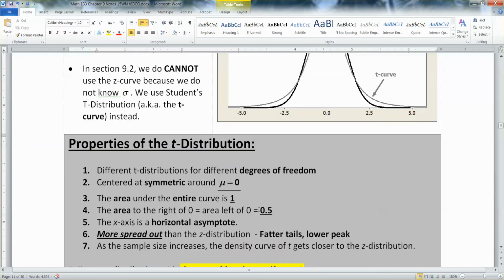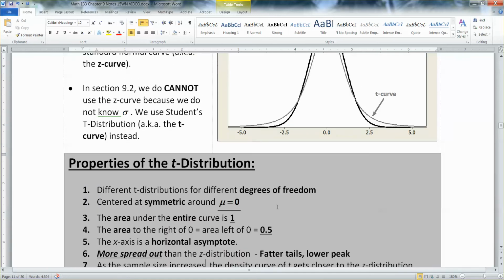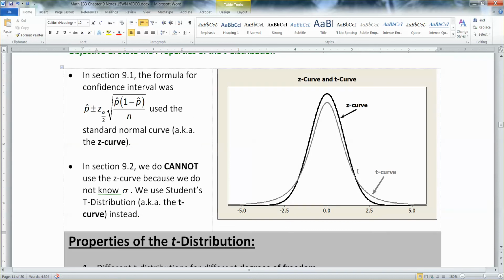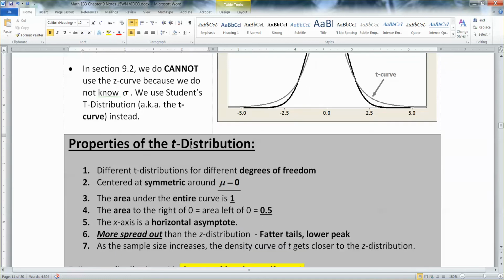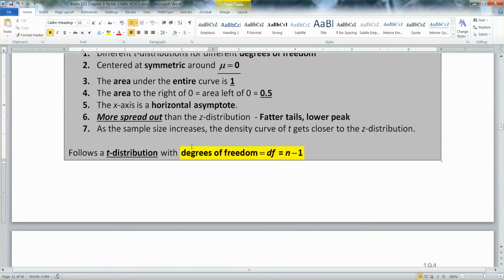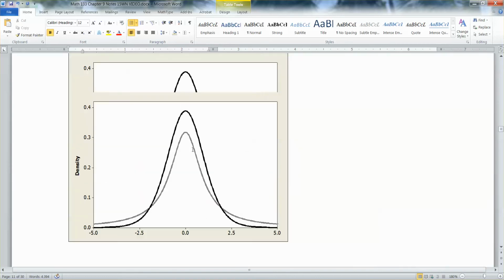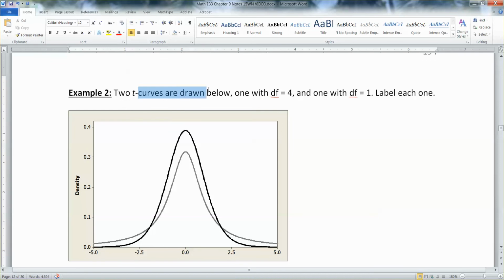And then as the sample size increases, the density curve gets closer and closer to the z distribution. As the degrees of freedom gets larger, as n gets larger, this little gray curve is going to get closer and closer to that black curve. If you're taking calculus, it's a limit argument: the limit of the t curve is the z curve. If you haven't taken calculus, don't worry about it. No biggie.